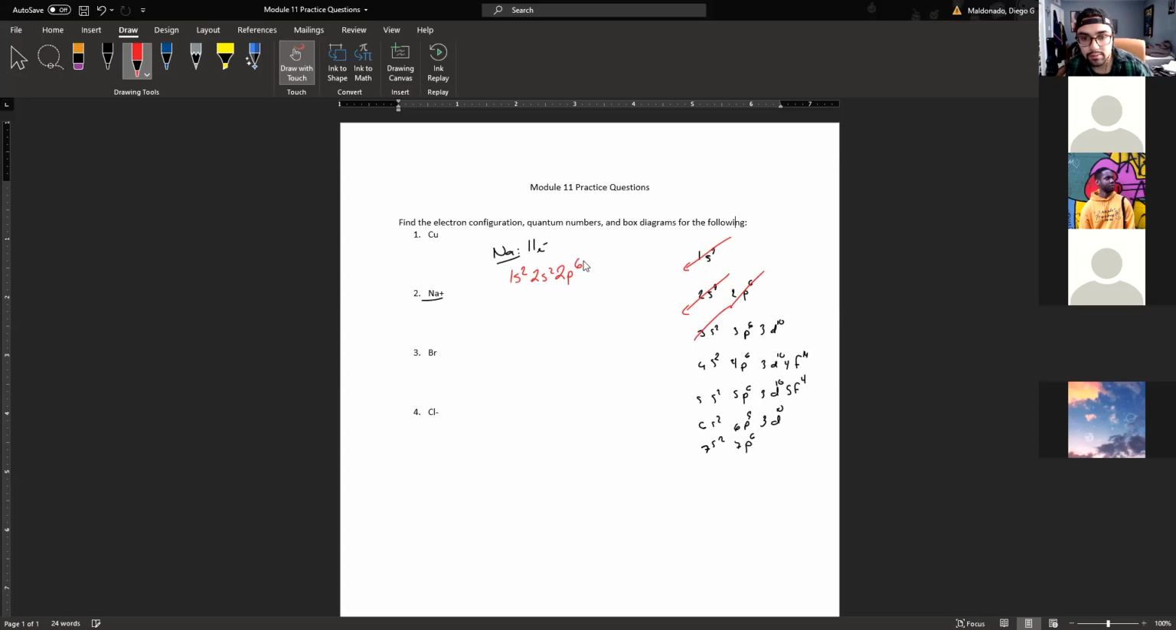And then 3s. How many electrons do I need out of 3s? Just one, right? Because if I do 3s2, how many electrons total does that make? 12. That makes 12, and we need 11, right? So 3s1. There's your electron configuration for sodium.